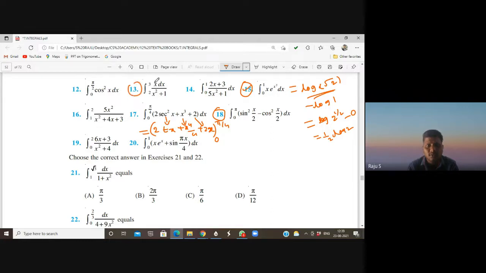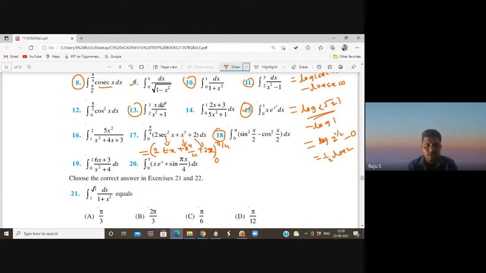Question number coming to 13. Look here. What is the derivative of x square plus 1? 2x, am I right? So multiply and divide with 2. So it is like f dash of x by f of x. So it is 1 by 2 log mod x square plus 1. Now apply the upper limit and lower limit, that is 2 to 3.